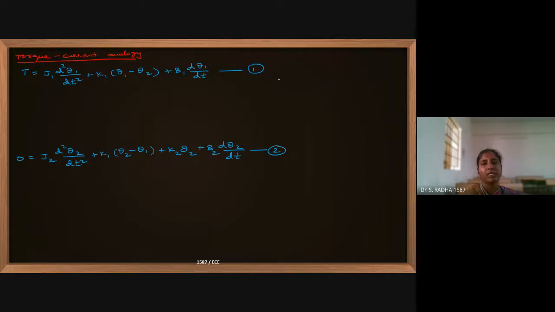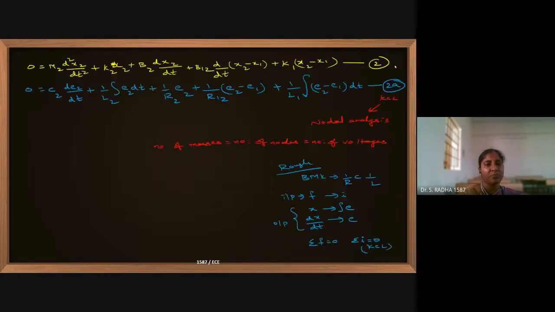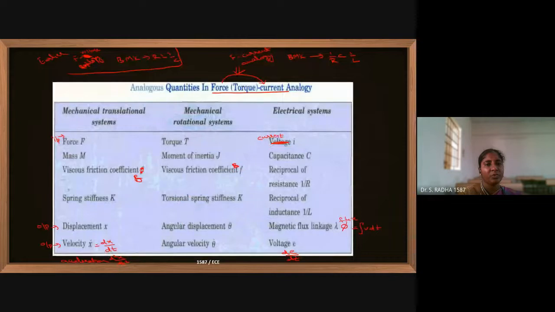So the thing is, we already know B, M, K in the mechanical translational system and B, J, K in the rotational system. Now I am going for the force current analogy or torque current analogy. What I have to take is 1 by R, C, 1 by L. Okay, you can see one table is also given for the torque current analogy.